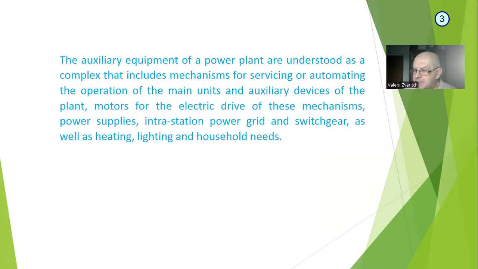The auxiliary equipment of a power plant includes mechanisms for servicing automation, the operation of the main units and auxiliary devices of the plant, the intra-station power grid and switchgear, as well as heating, lighting, and so on.